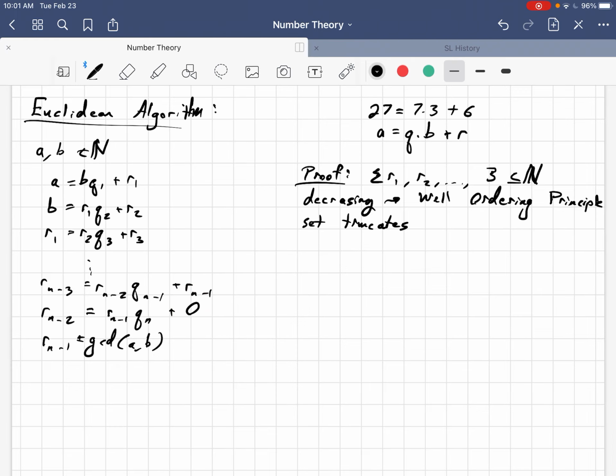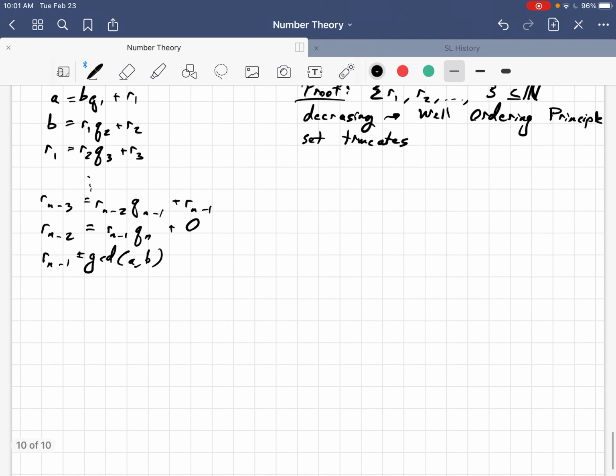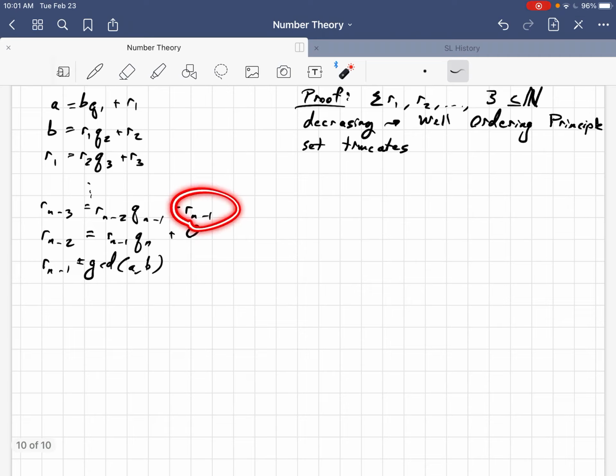Now, what we're going to do is show that R sub n minus 1 divides A and divides B. In other words, we're going to show that R sub n minus 1 divides A and R sub n minus 1 divides B. In other words, we're going to show that R sub n minus 1 is a common divisor of A and B. And then we're going to show that R sub n minus 1 is the greatest such common divisor. So how we can do that is actually kind of cool.